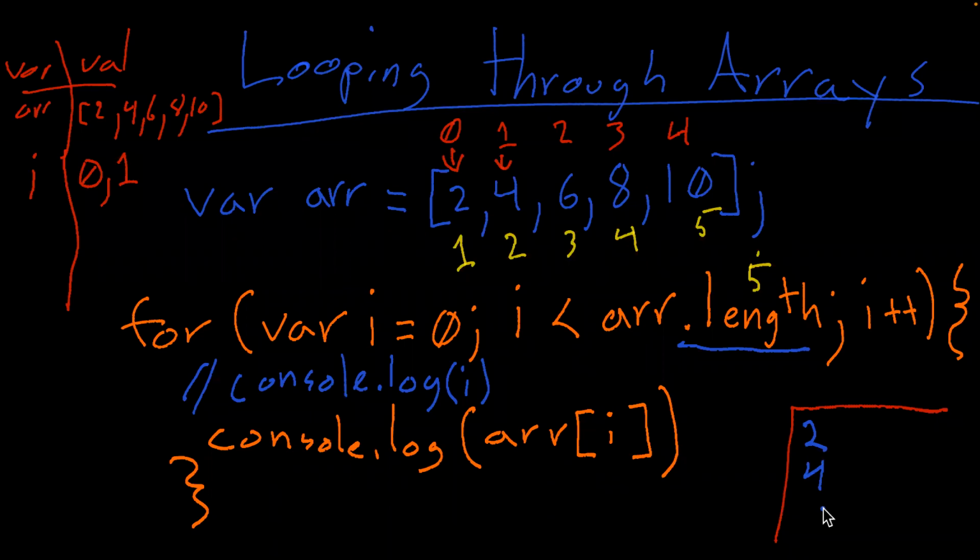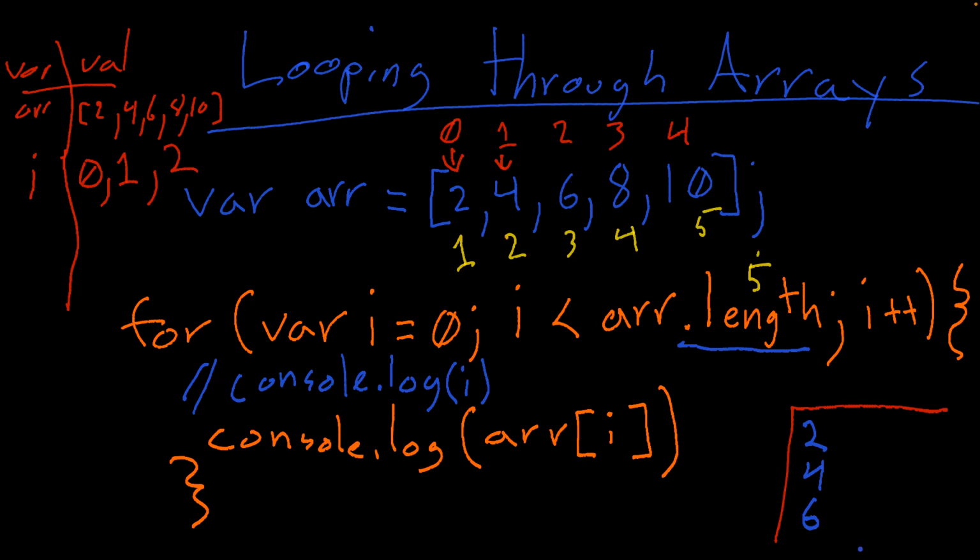We console log R at I. R at I is, we say, this one is pointing to 4. So then let's console log that 4. We increase I again, and I is now 2. Is 2 less than 5? Yes. So then we enter again. Console log R at 2. R at 2 is 6.